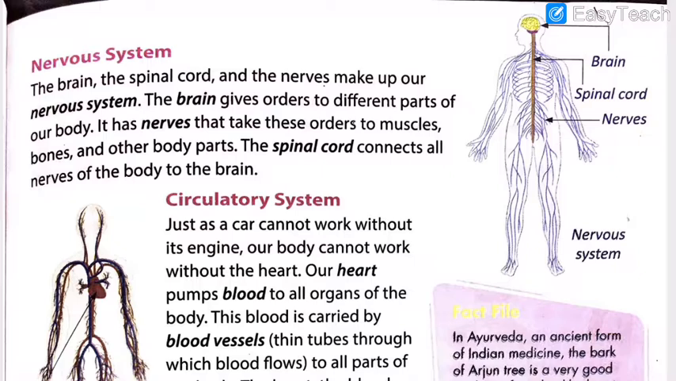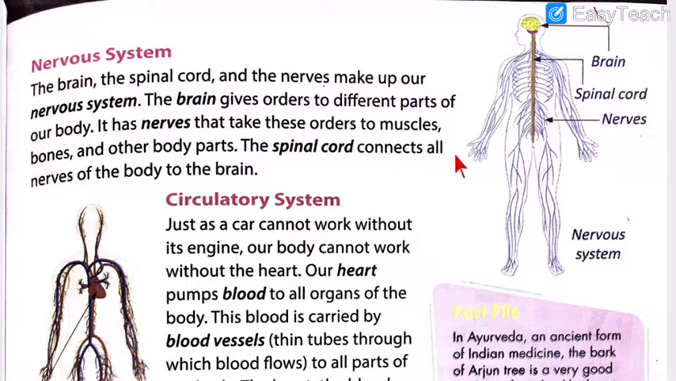Your brain sends the message through the nerves, and nerves carry the message to the different parts of the body, whether it is your heart, your stomach, your knee, wherever it is. The brain can send the message with the help of the nerves. So the nerves take the orders to the muscles, bones and the other parts of the body.